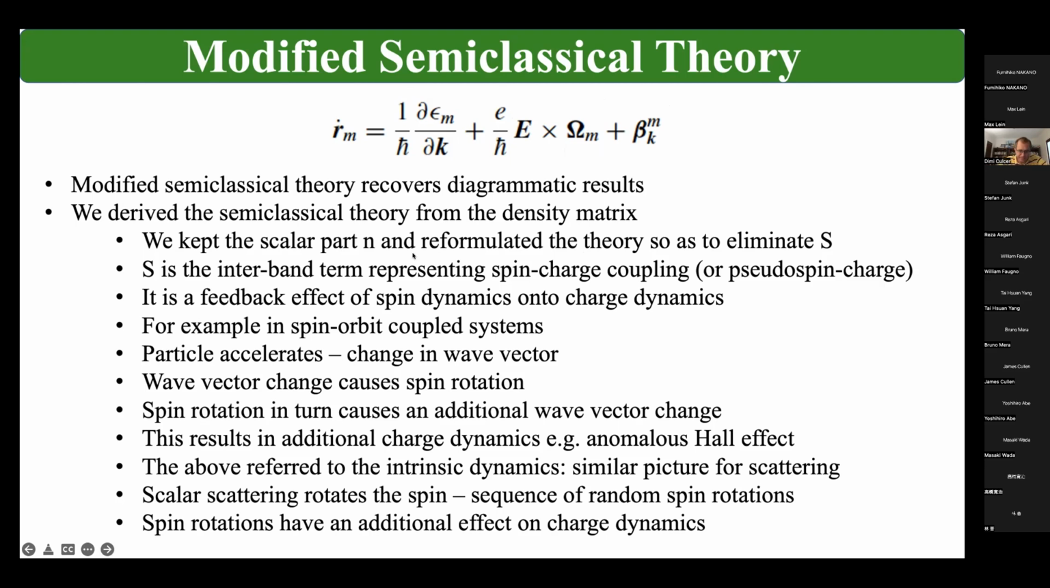S is the term that represents either spin charge coupling or pseudo spin charge coupling. So it's like a feedback effect of the spin dynamics on the charge dynamics. The example that I like to give is an intuitive example, and this again is mostly for the intrinsic part, but I think the picture is useful. You take a spin orbit coupled system like Rashba, where the spin is coupled to the wave vector. You accelerate the particle, you change the wave vector.